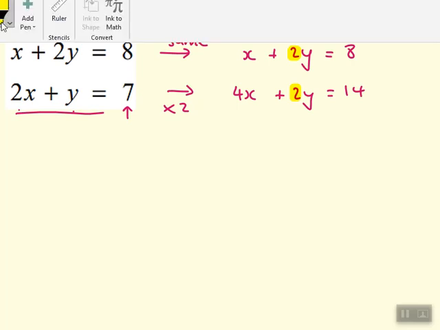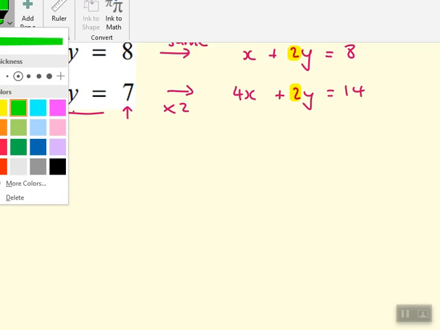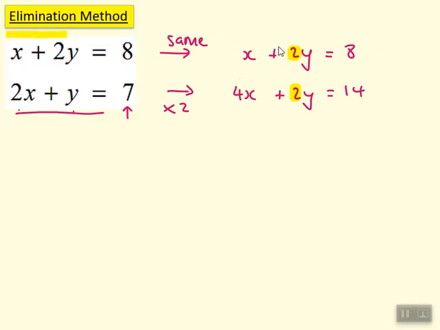And what we do is we look at the signs in front, and they're both positive. And what we say is this: if the signs are the same, after you've got the numbers to be the same, then subtract. So that means if they're both positive like this, which they are, then take away, or if they're both negative, then subtract them from one another. So what we're going to do is subtract.